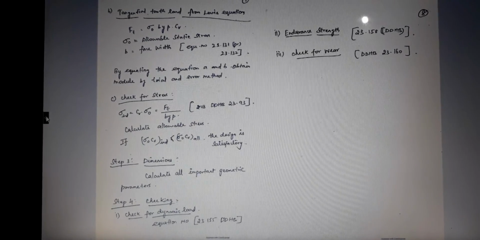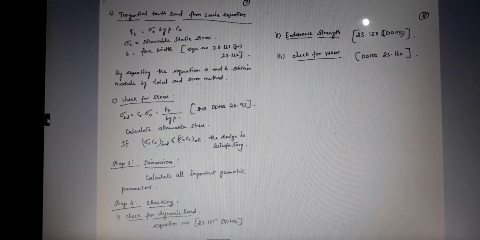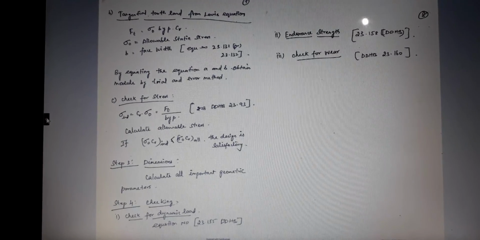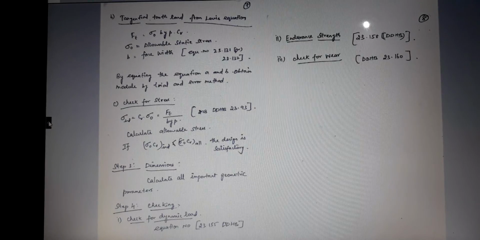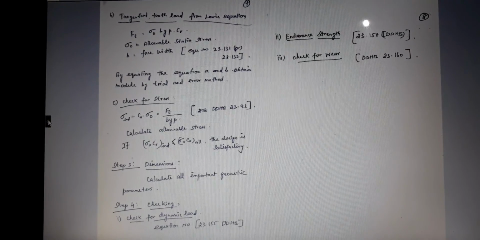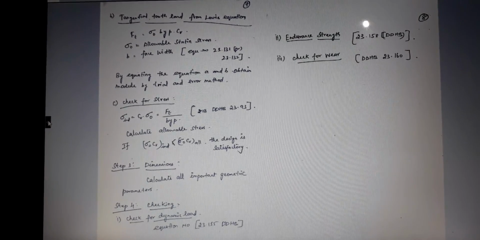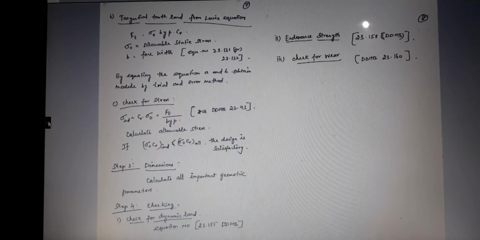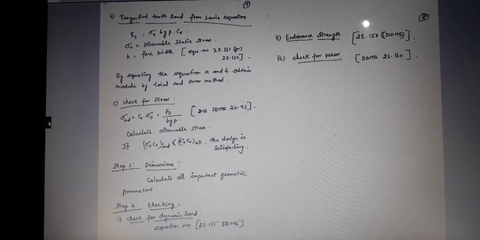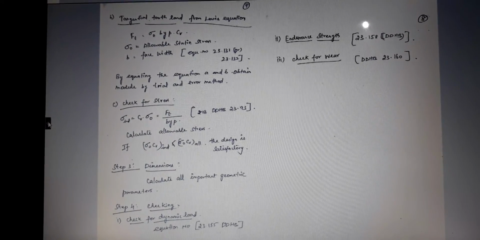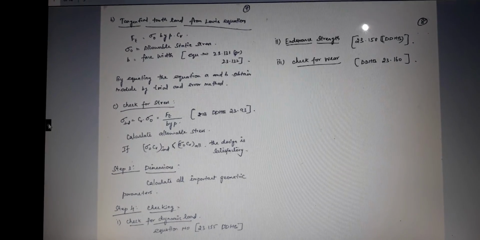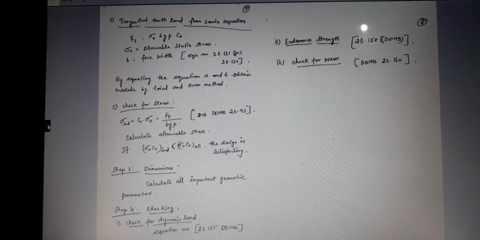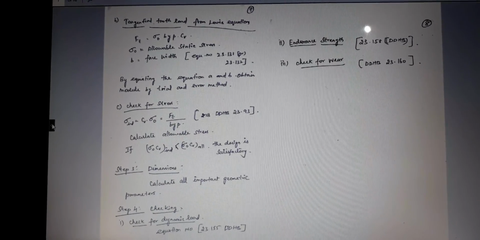The induced stress should always be lesser than the allowable stress, then the design is satisfactory. Whenever the induced stress is lesser than the allowable stress, then the design is satisfactory. When this condition is satisfied, then move to the next step. The stress is satisfied, the design is satisfactory. So after that, step 3, how to calculate the dimensions.